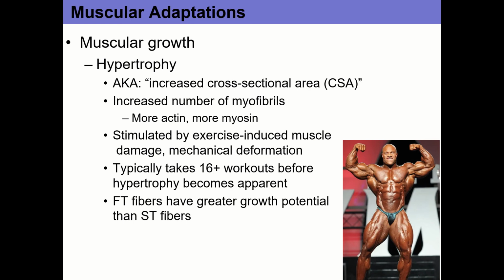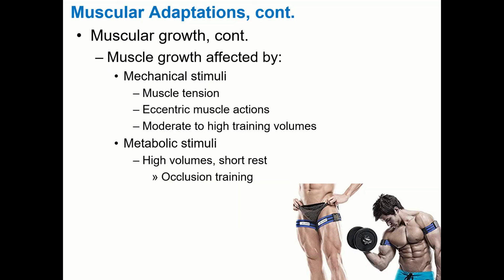But anyway, to be somebody who is Mr. Olympia, to be somebody like Arnold Schwarzenegger, you have to have been gifted with a higher proportion of type 2 fibers, because those fibers then have greater growth potential. And if you have more fibers that have a greater capacity to grow, then that's going to help you get really big, like Phil Heath is there. All right.